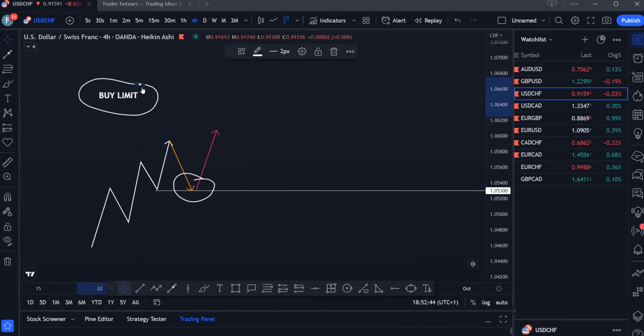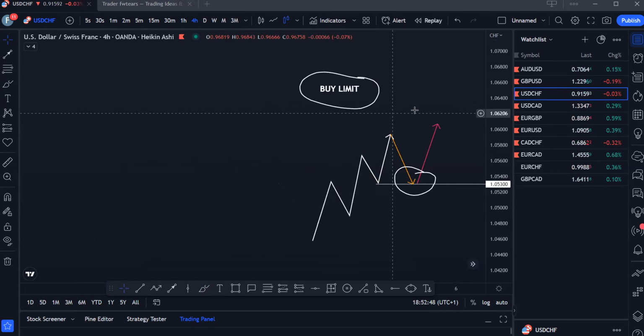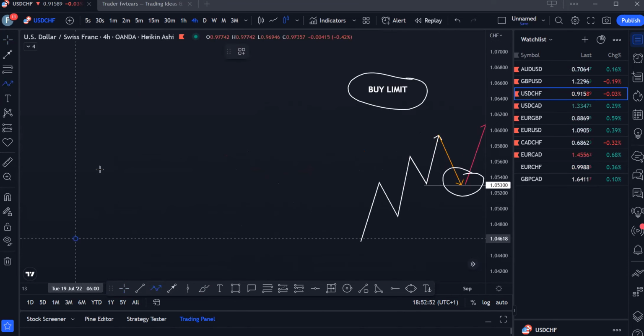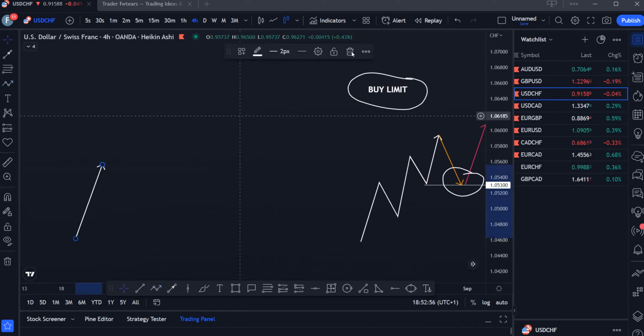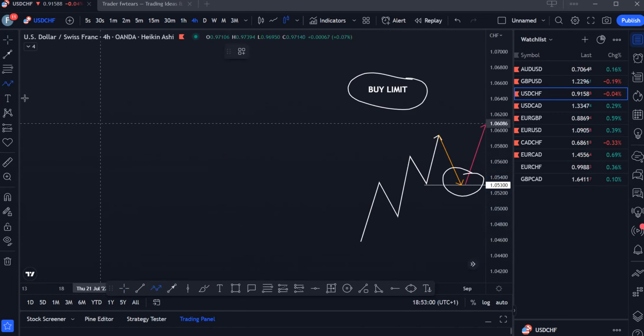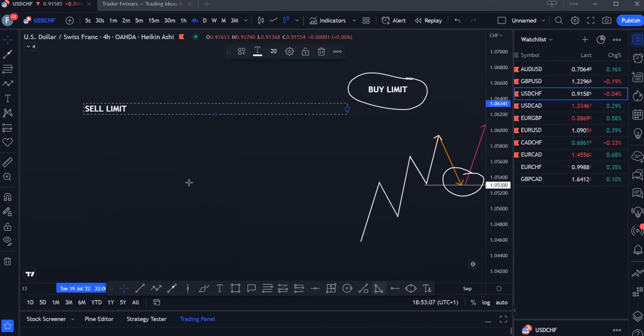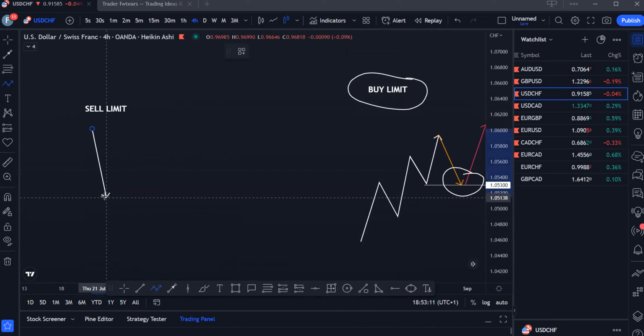Okay, so that's buy limits in a nutshell. Let's talk about sell limits. It's a direct opposite. So let's say price is going down. You want to sell with a sell limit. Sell limits, you want to sell on a reversal. So let's say price is going down like so.